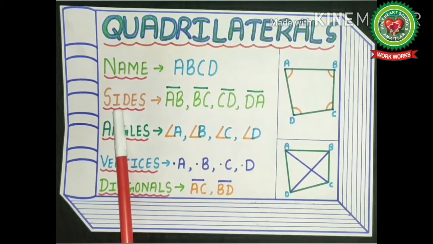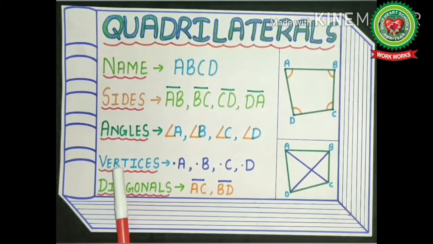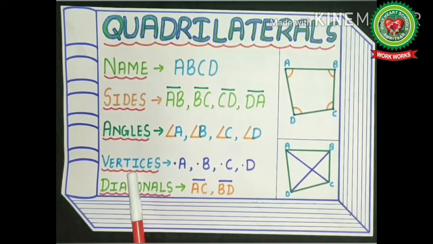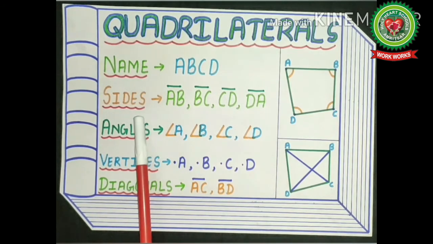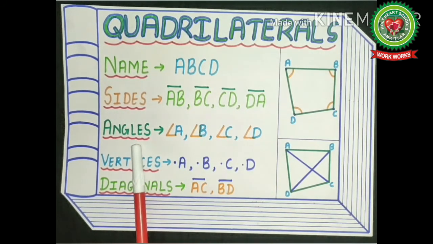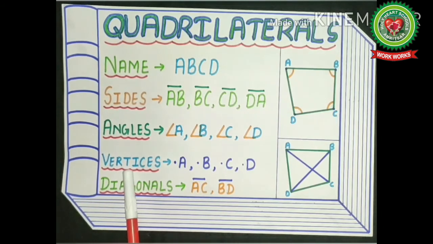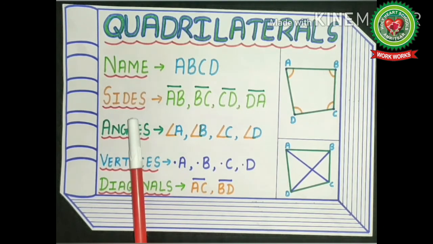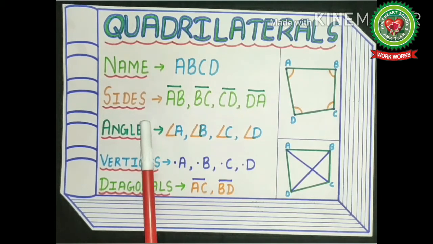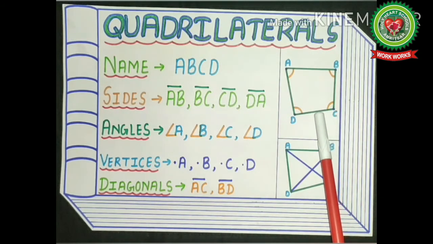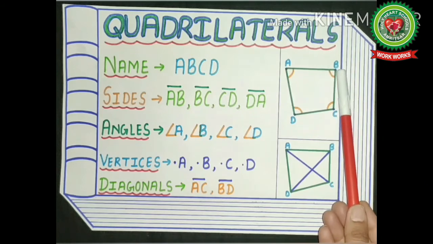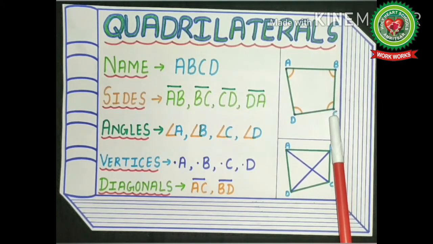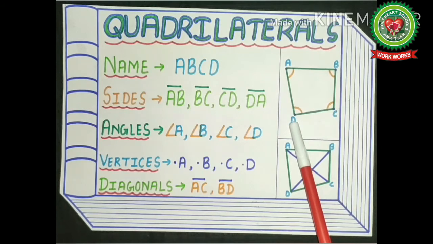Now students, how many sides, angles and vertices are there in a quadrilateral? A quadrilateral has 4 sides, 4 angles and 4 vertices. Now let's talk about sides. In this figure, the quadrilateral has 4 sides named AB, BC, CD, DA.